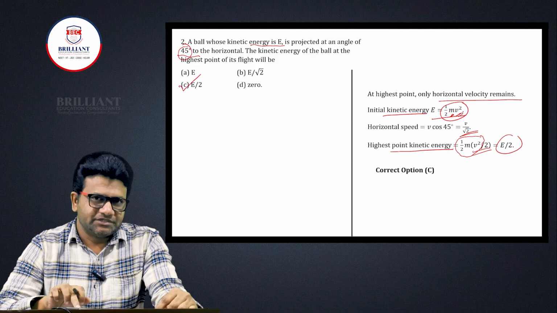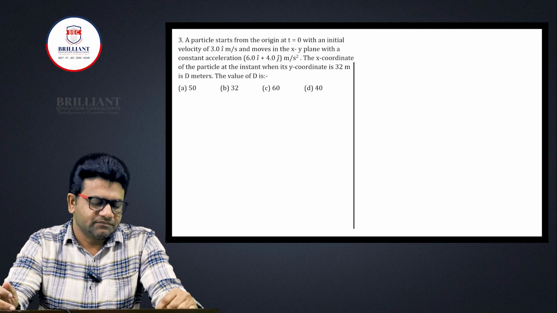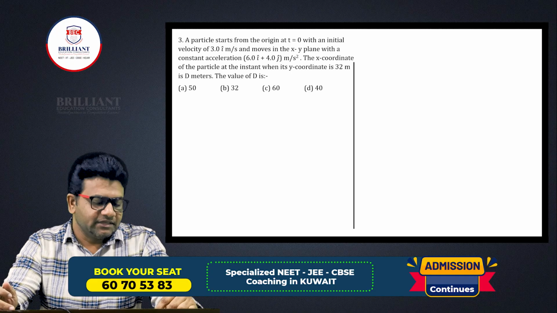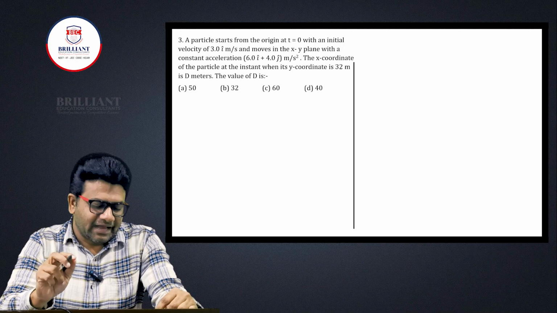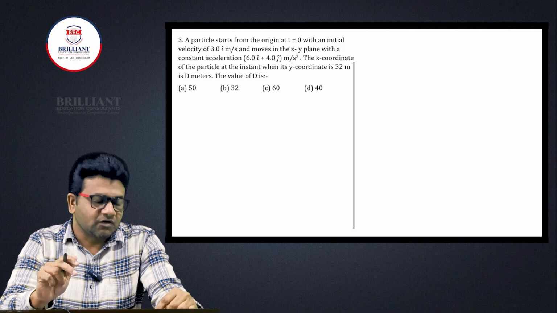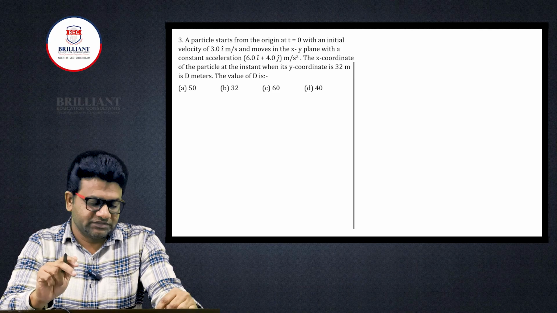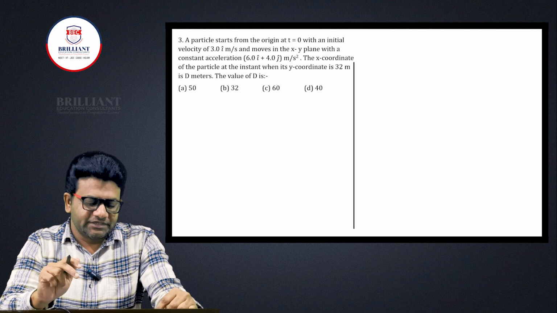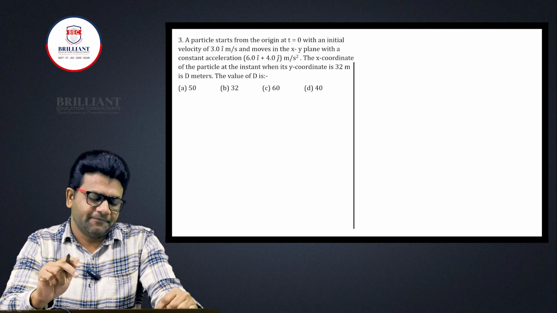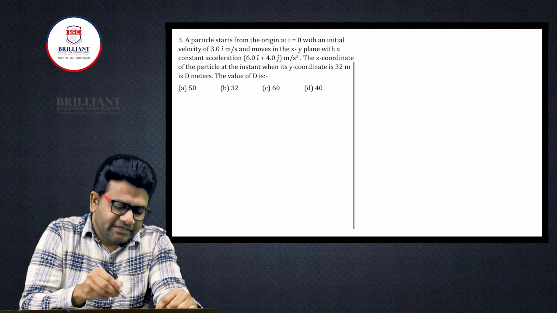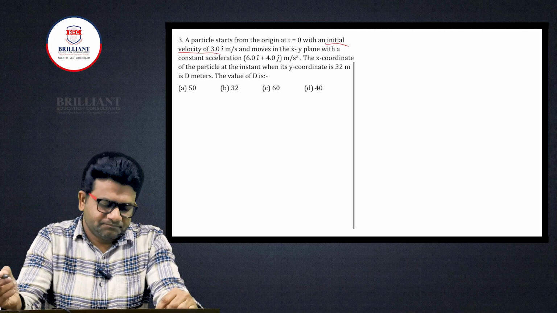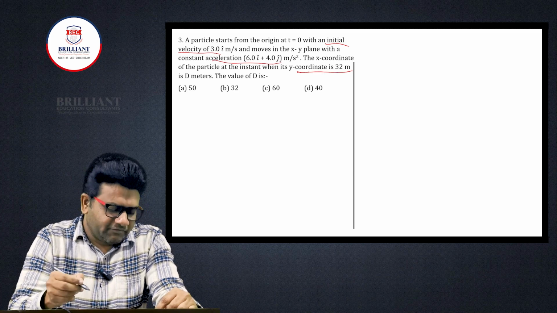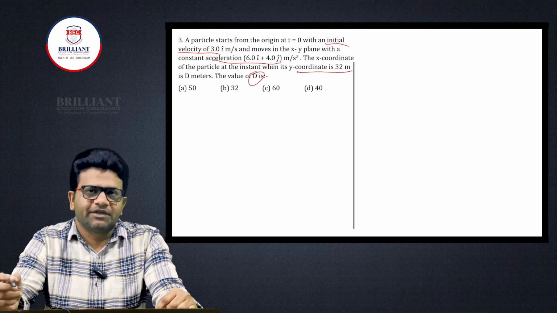Now we are going to the next question. The particle starts from the origin at t equal to 0 with an initial velocity of 3i meter per second and moves in the xy plane with a constant acceleration of 6i plus 4j meter per second square. The x-coordinate of the particle at the instant when the y-coordinate is 32 is d. Find the value of d. In this question, the initial velocity is given, the acceleration is given, and the y-coordinate is also given. We have to find d, that is the x-coordinate.